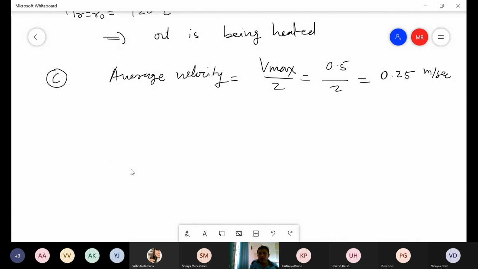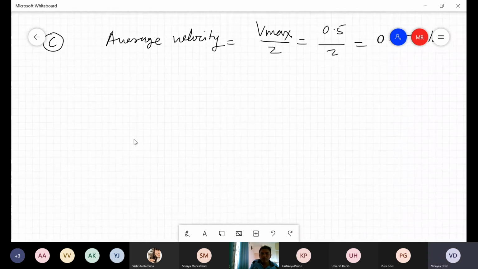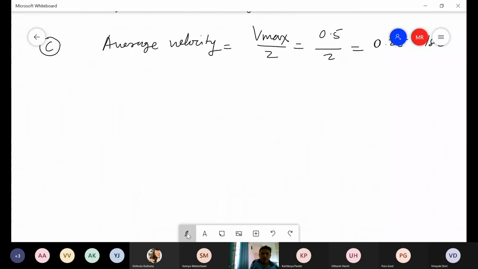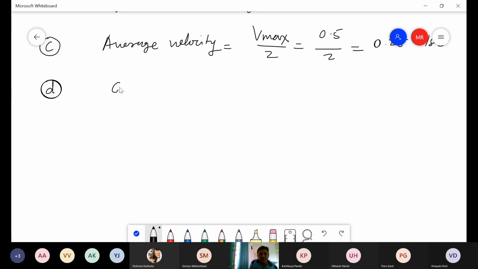Is it all right? Are you all able to get what we are doing? Yes, sir. Okay. So now let us move to part D. In part D, we have to calculate the cup mixing temperature. So what is cup mixing temperature? Cup mixing temperature is nothing but a bulk temperature. In other words, it is defined as a bulk temperature.